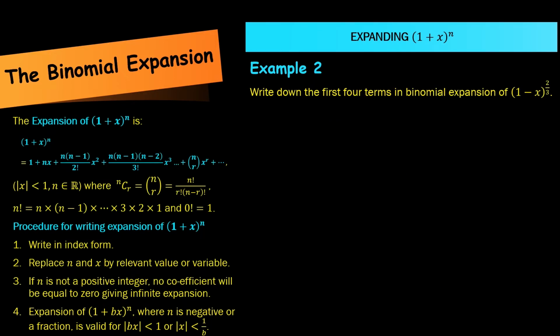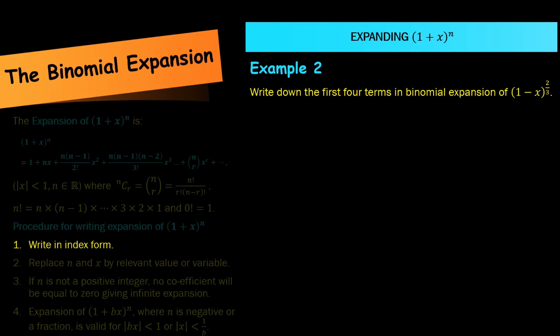Now let's take a look at another example. Pause the video and have a go. Press play when you're ready to view the solution. So let's solve this. We are required to write down the first 4 terms in the binomial expansion of 1 minus x, all raised to the power 2/3. The first step we need to take is write the expression in index form. As 1 minus x raised to the power 2/3 is already in index form, we don't need to make any changes.